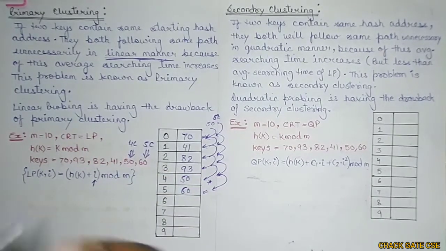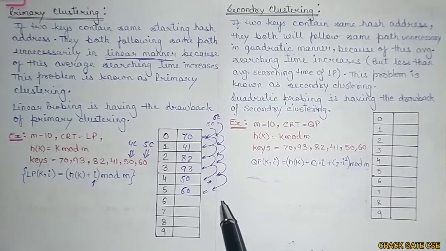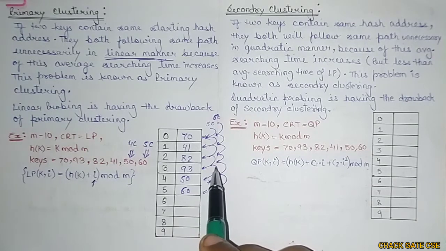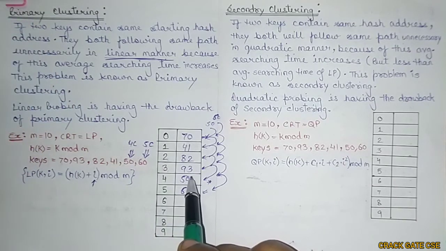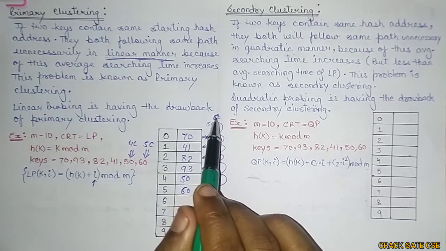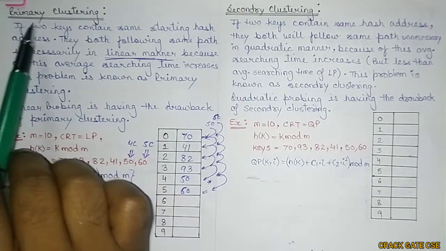Now you can observe one thing: 50 and 60 are both following the exact same path, unnecessarily, because we already know that up to 4 there is no place available, but even after this information, 60 is checking in a linear manner. This problem is known as primary clustering.